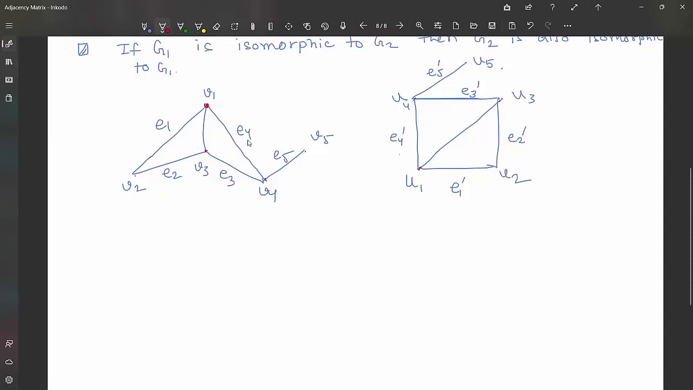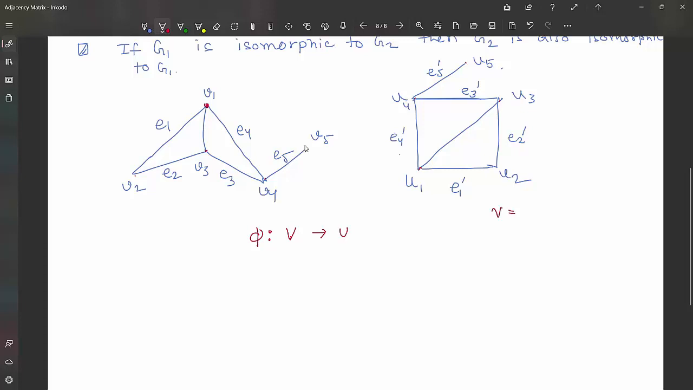So now if we produce a function phi, or mapping, in this way, phi is the mapping from the vertex set V to the vertex set U.